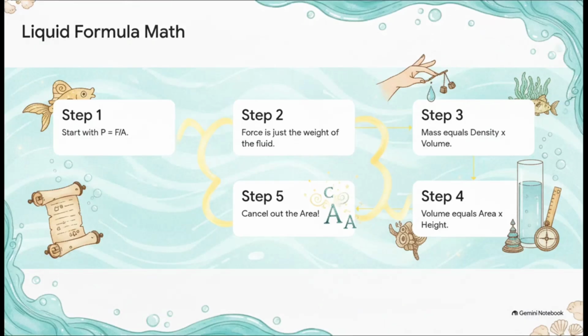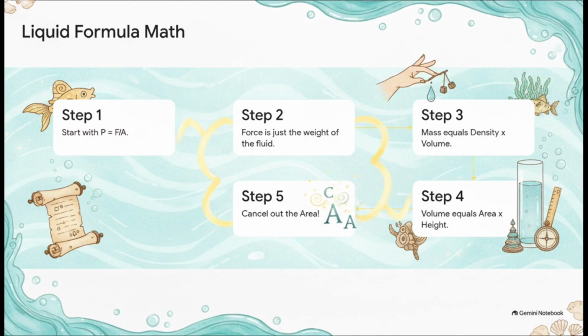Now let's see how this whole concept shifts when we take a plunge underwater. We can actually transform our basic solid pressure formula into a highly specific formula just for liquids. It's like a 5-step recipe. Step 1, we start with that original formula, pressure equals force over area. Step 2, in a fluid, the force is simply the weight of the fluid sitting above it. Step 3, we know weight relates to mass, and mass equals density times volume. Step 4, well, what's the volume of that fluid? It's just the area multiplied by the height, or the depth, of the liquid.